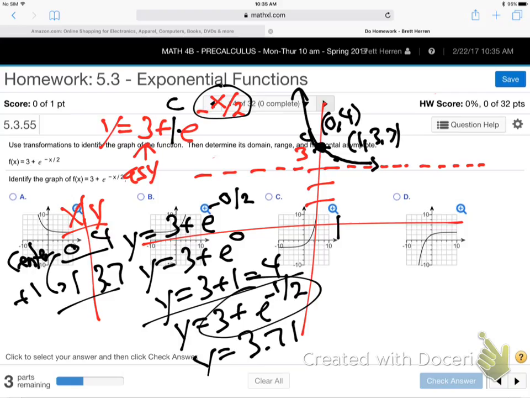Can you guys get that 3.7 on your calculator? E to the minus half power. I would just go 3 plus e to the minus 0.5. I'd probably choose a decimal to make it easier. E to the minus 0.5, add 3, 3.7. Good with that? That makes sense? So it's really not anything new. Just got to use your calculator in the last step. E is just a special number. Questions? We good?